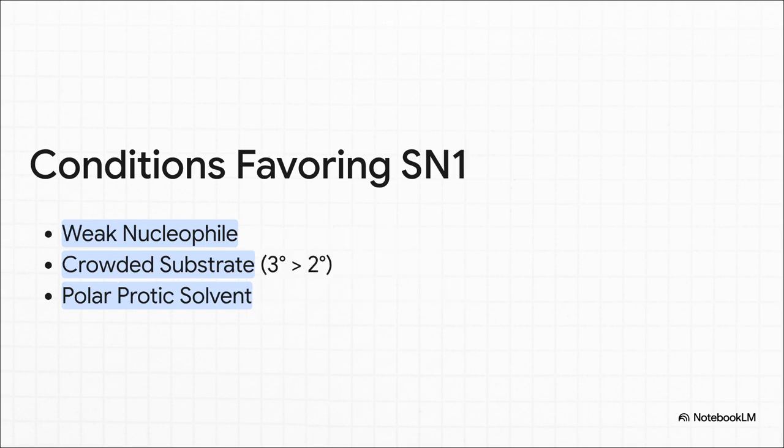And what if you want an Sn1? You do pretty much the opposite. You use a weaker, more patient nucleophile that can wait for the leaving group to depart. You actually want a crowded substrate because that creates a more stable carbocation. And here you want a polar protic solvent, a liquid that can actually help pull off and stabilize the leaving group, giving it the encouragement it needs to start that slow first step.